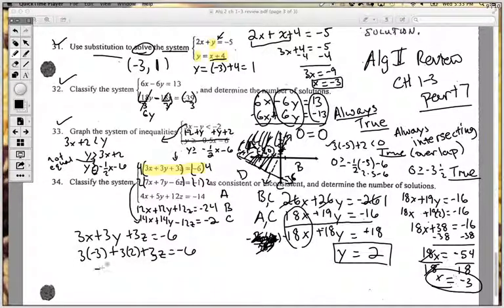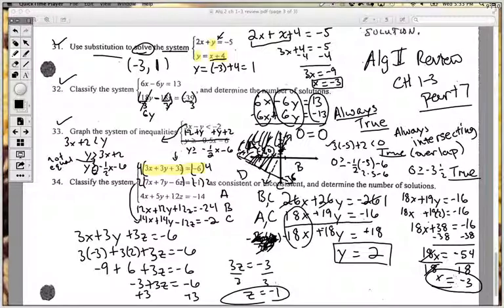Okay, 3 times negative 3 is negative 9. 3 times 2 is 6. Plus 3z equals negative 6. So I got to start combining, moving stuff around. We got negative 9 and 6. That's going to be negative 3 plus 3z equals negative 6. If I add 3, we're going to have 3z equals negative 3. Hey, what do you know? z equals negative 1. So there's our answers: x equals negative 3, y equals 2, z equals negative 1.